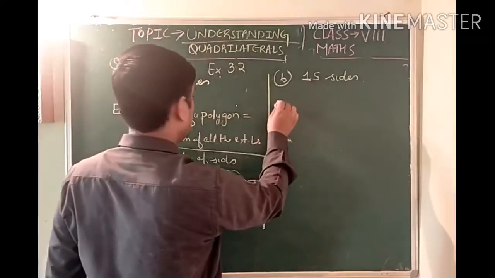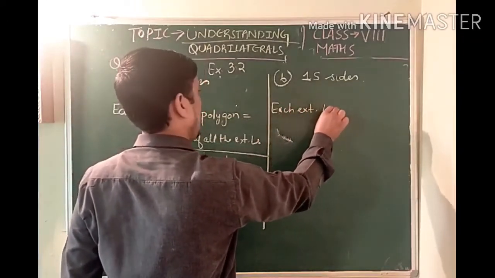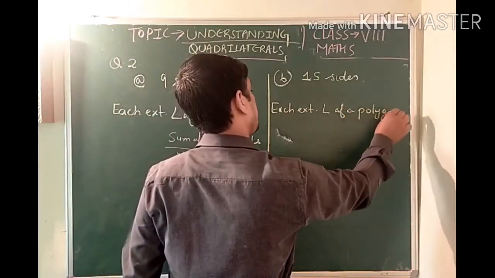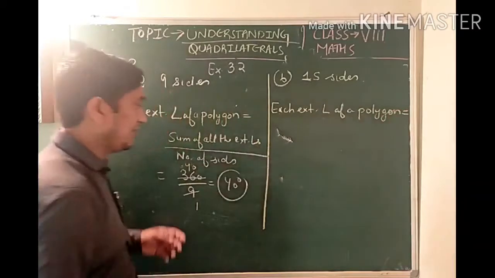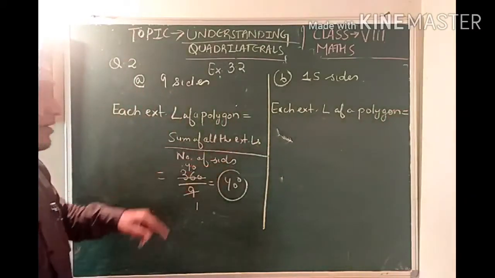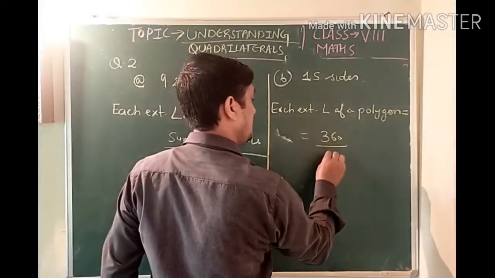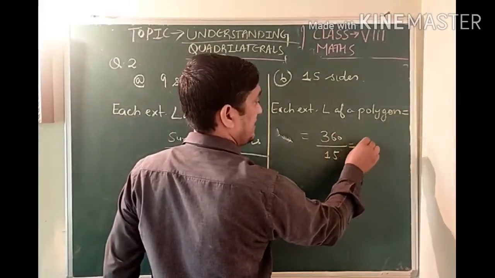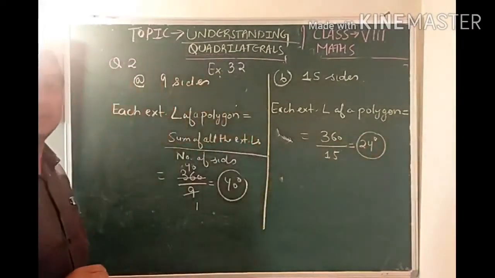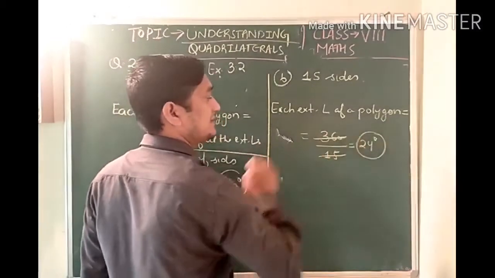Similarly, we can do this. Each exterior angle of a polygon, the formula is the same: the sum of all the exterior angles of a polygon divided by the number of sides. So it becomes 360 degrees upon 15. It becomes 24 degrees if we divide 360 by 15.